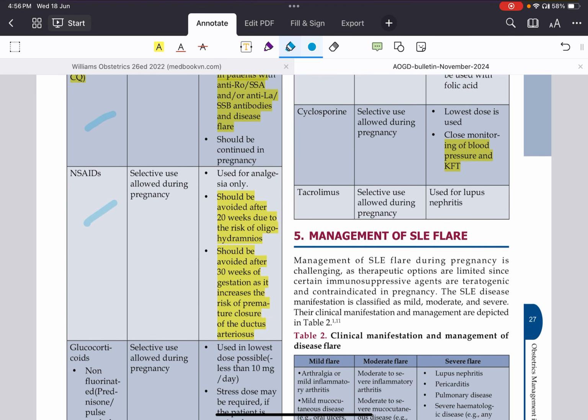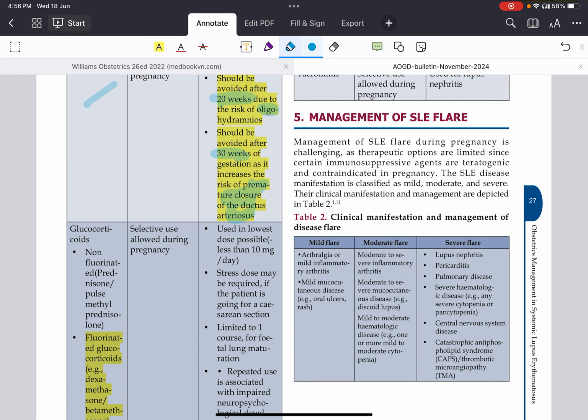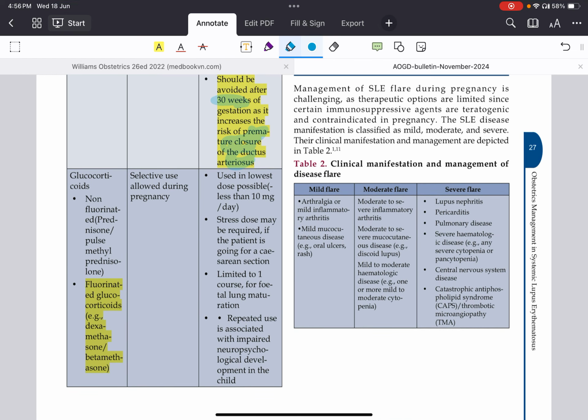NSAIDs can be used, but should be stopped after 20 weeks because of the risk of oligohydramnios. They should be stopped after 30 weeks because of the risk of premature closure of the PDA. Glucocorticoids are also there, of two types. Generally, what we give for lung development is fluorinated. Non-fluorinated can also be given.